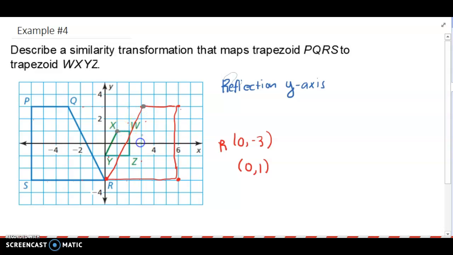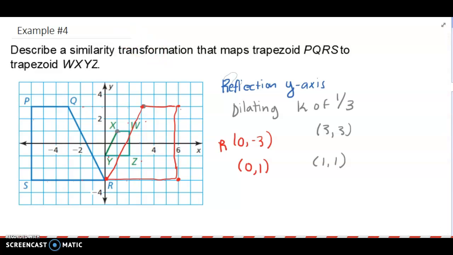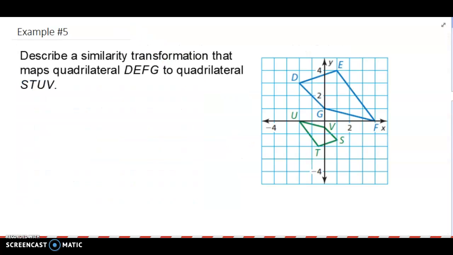So I'm 3 over, 3 up, and I want it to be X, which is at (1, 1). So it looks like I'm dilating by a scale factor of 1/3. Remember, we're getting smaller, so it'd be 1/3, not 3. All right, try this one on your own, and then we will go over it.